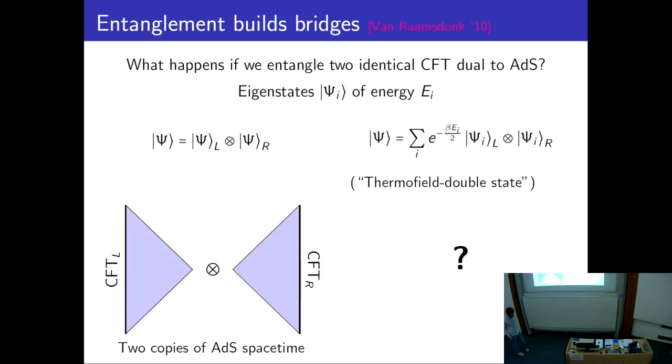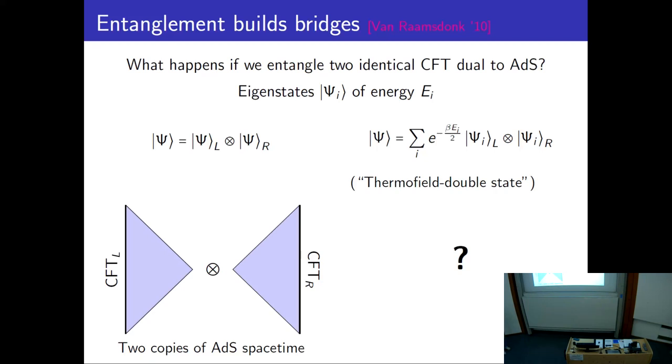To illustrate this idea, I can take a simple example consisting of two identical CFTs, both dual to an AdS space-time, and try to construct states from these two CFTs. The simplest one I could construct would just be a tensor product of the states of the left and the right CFT. In this case, the two CFTs are not entangled. They don't interact. They basically don't know anything about each other. And the gravity dual to this state, as you could imagine naively, is just a tensor product of two AdS spacetimes that are completely disconnected.